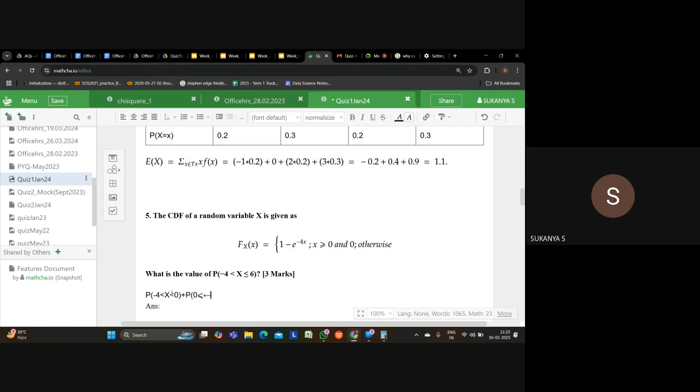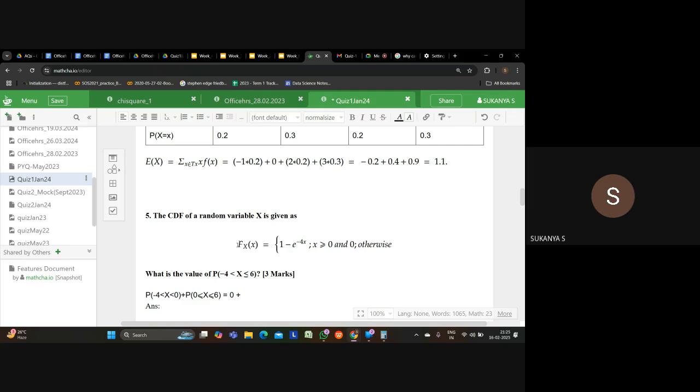And what is the first part? This part is 0. Yeah, 0 plus, oh, there is an x in between. Okay, sorry. And what is this? Probability of 0 less than or equal to x less than or equal to 6.